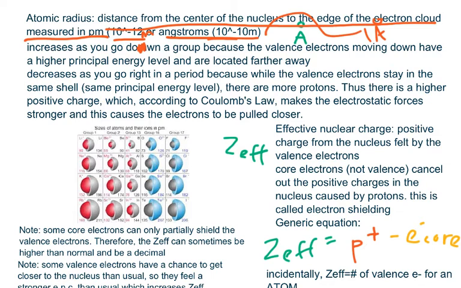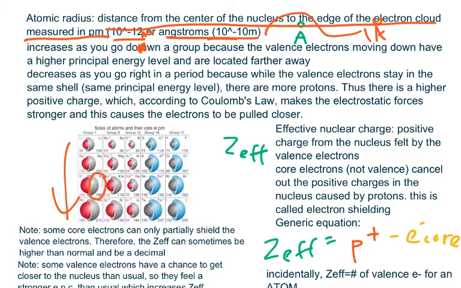So atomic radius increases as you go down a group, because the valence electrons moving down the group have a higher principal energy level and are located farther away. So in the image, focus on the gray spheres for now and ignore the red and blue areas. Focusing on the gray areas, you see that as you go down, the gray sphere grows larger and larger. And in the image, they cut out the sphere so that you could see both the ionic radius and the atomic radius, but we're focusing on the gray area right now.